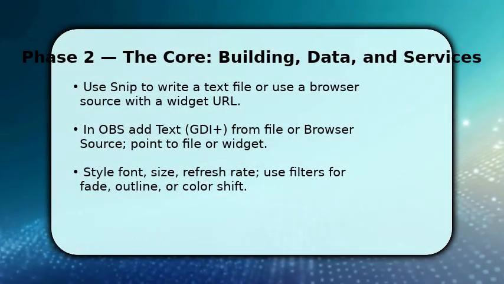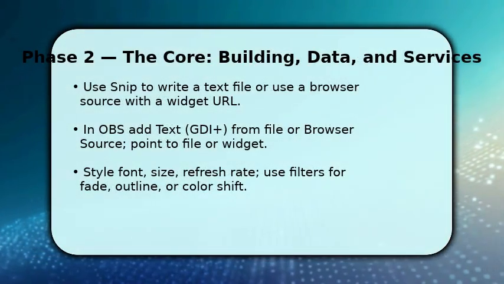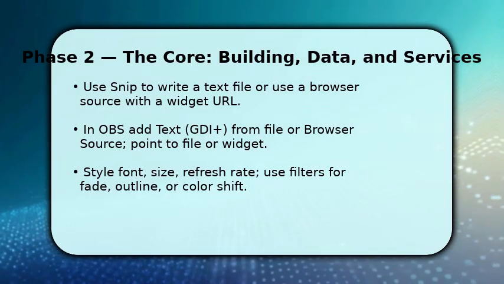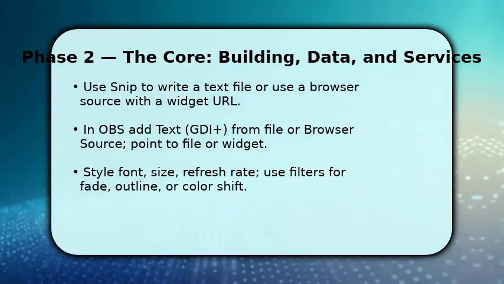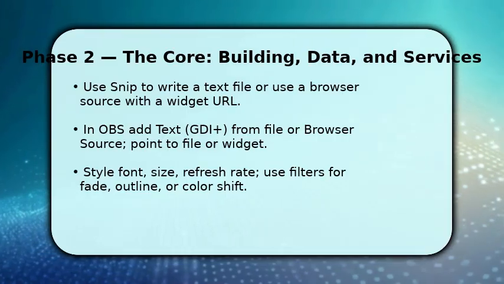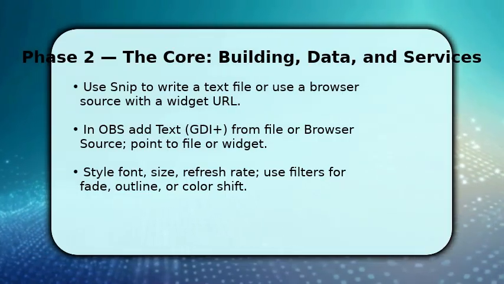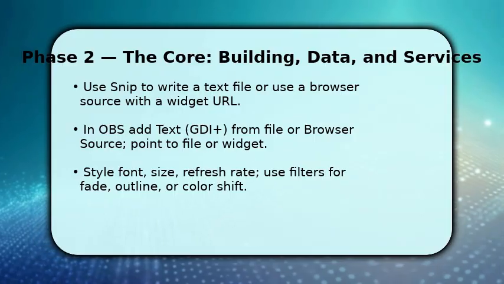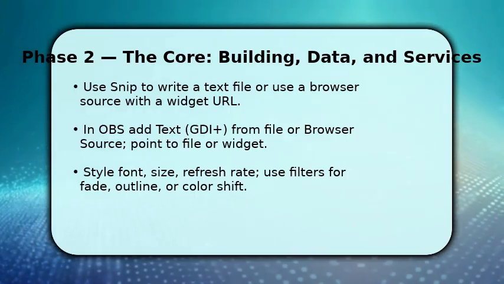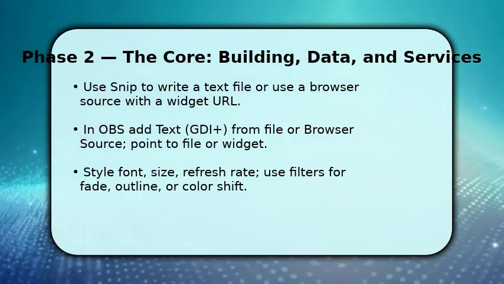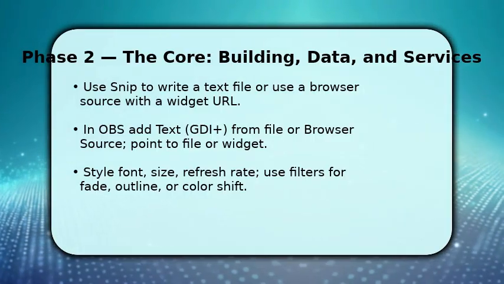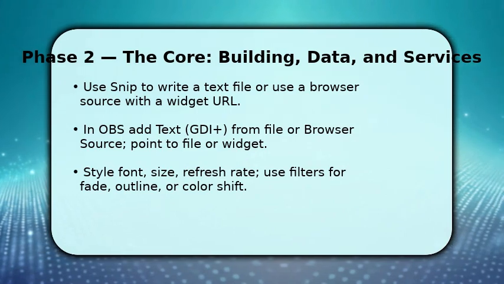Now link the metadata into OBS. If using Snip, configure it to output a text file with title, then in OBS add a text source that reads from that file. If you have a browser widget, add a browser source and paste the widget URL or local HTML. Once connected, style the text. Choose font, size, alignment, and set refresh interval to 500-1000 ms. Also add simple filters like outline or drop shadow for readability. This gives smooth, live updates while you stream.